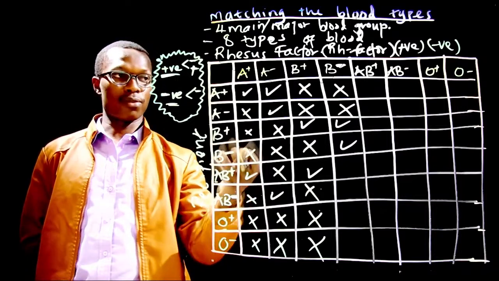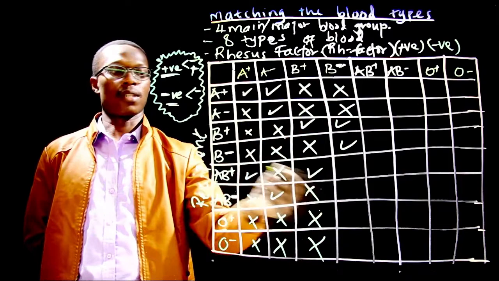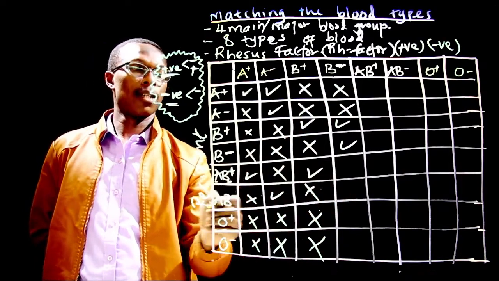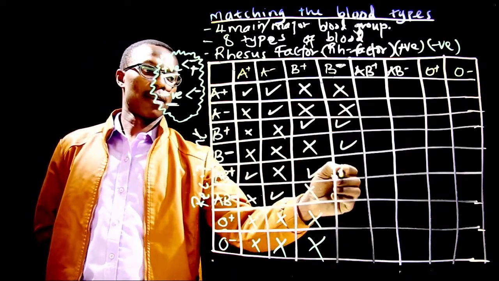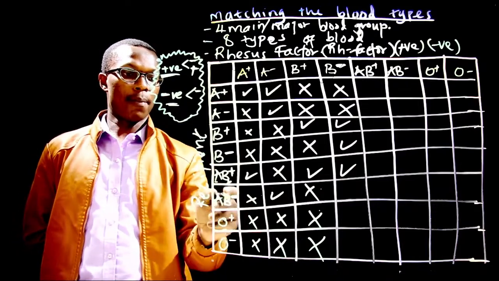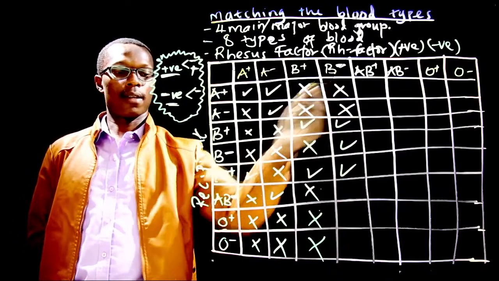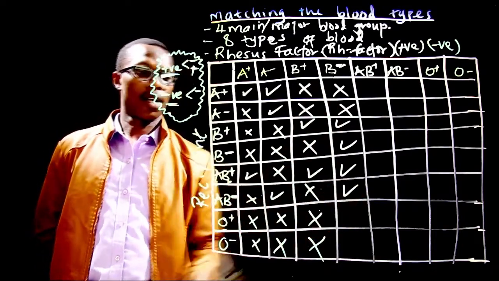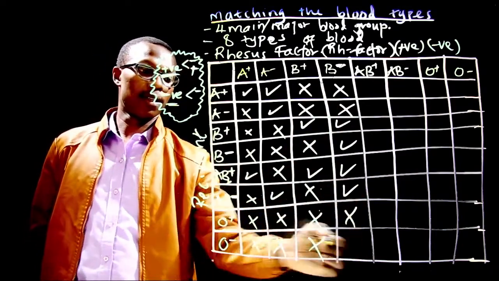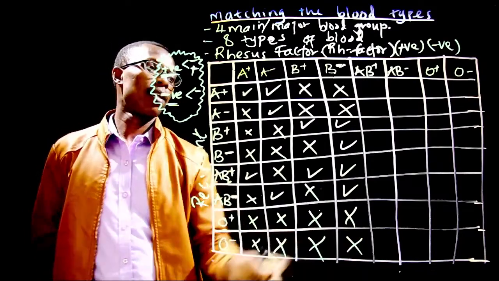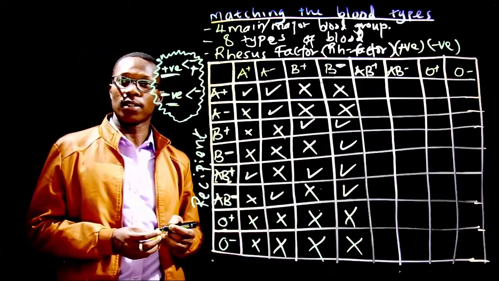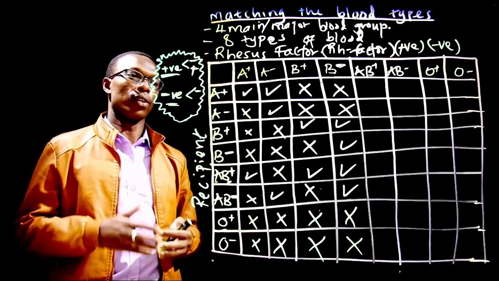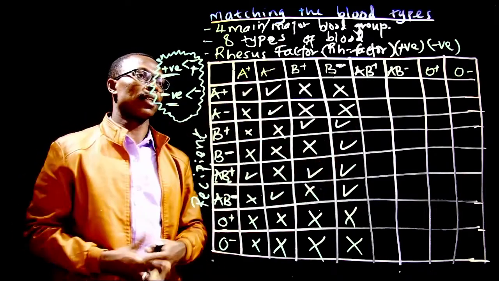B positive receives from both negative and positive. So this one has a B. This one also is B. So that's okay. How about AB negative? It has negative, B negative here, so this one is okay. How about O? No. How about O negative? No. So that's it. That's how we go about it. Okay? So I think you can try to complete the table.